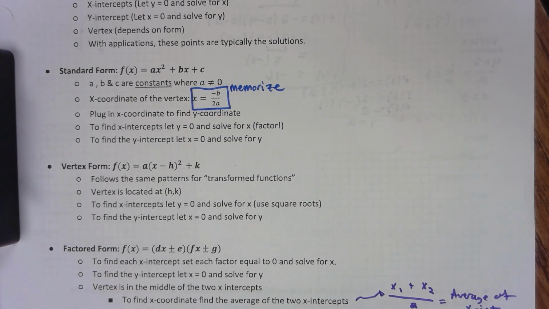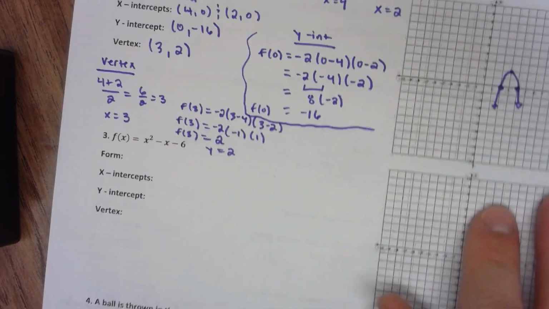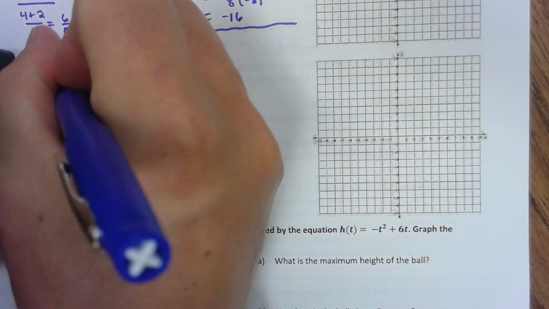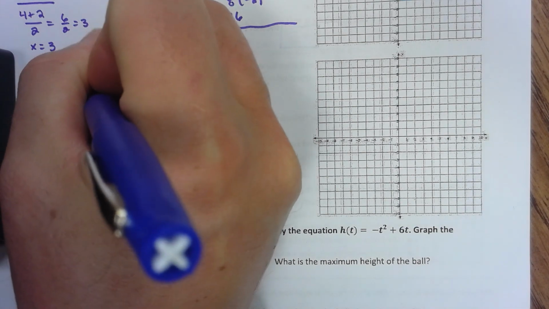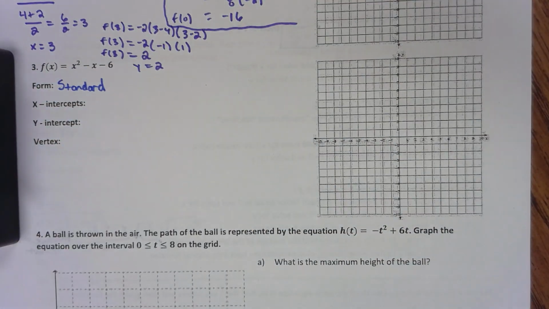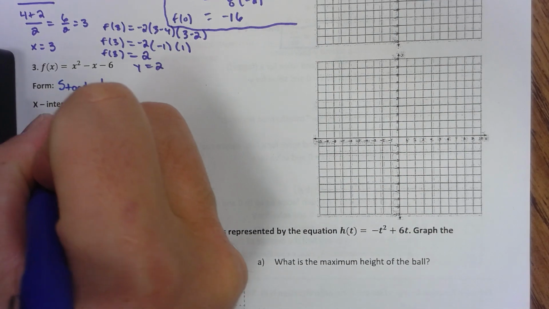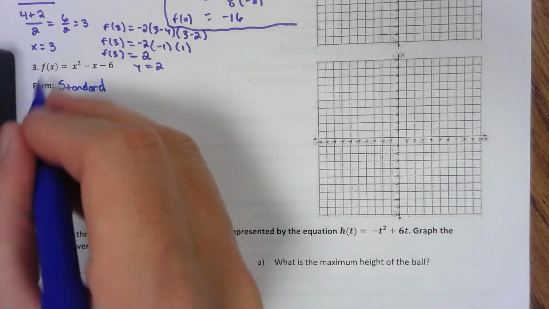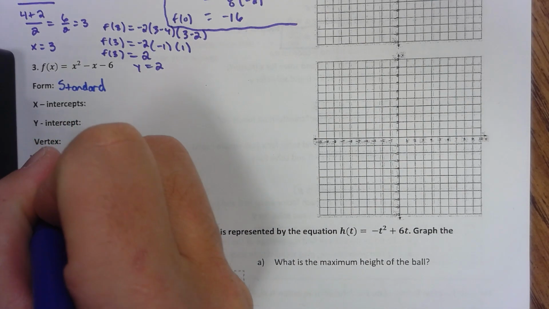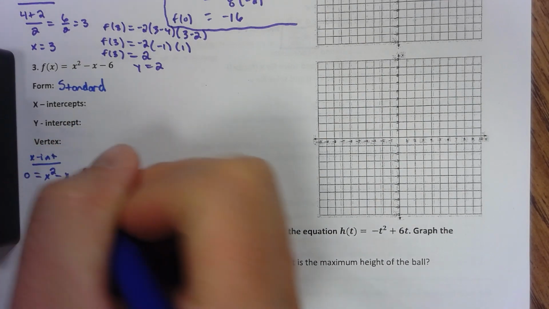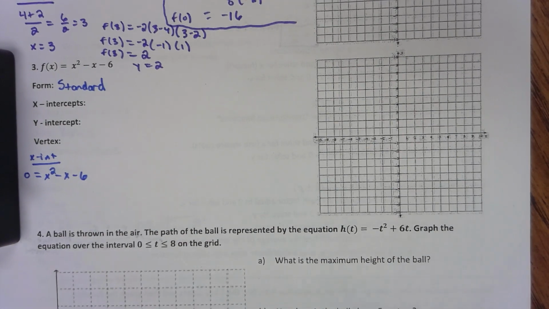Okay, so let's now go ahead and put all this to use and work on graphing this one example in standard form. So this form is standard. And let's start with the x-intercepts. And to find x-intercepts, we let y equal 0. So this is 0 equals x squared minus x minus 6. When I have a whole equation equal to 0, this should tell me I need to factor and then use that zero product property to find each x-intercept here.